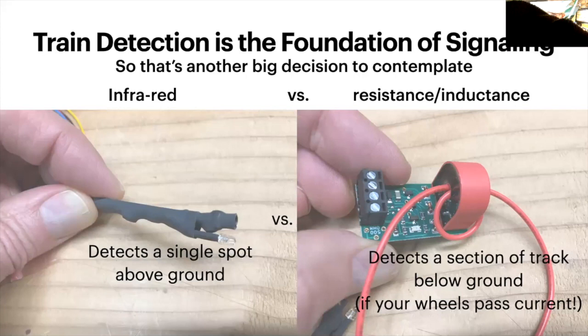Train detection, of course, is the foundation of signaling, and that's another big decision to contemplate. There's infrared detectors that you can mount in a hole between the rails or angled across the track. And then there's the resistance inductance method where you take the feeder wire to each block and detect it through the inductance in the coil there. The resistance method is a lot more realistic because prototype signals use track detection, but the disadvantage is you have to put resistance in a lot of the wheels.